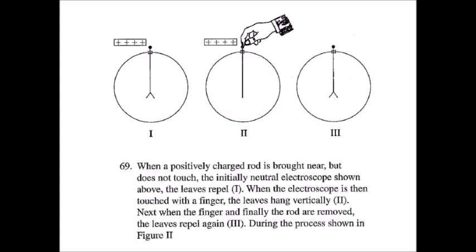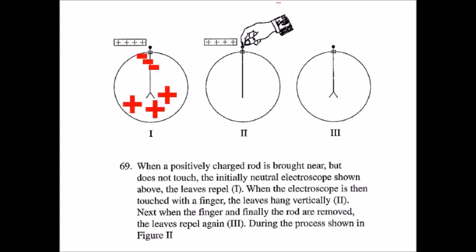Last one, 69, also known as number 34: when a positive charged rod is brought near but does not touch the initially neutral electroscope shown above, its leaves repel. Number 1. When the electroscope is then touched with a finger, the leaves hang vertically. Next, when the finger is finally removed from the rod, the leaves repel again. Well, what's going on here? Well, number one, we have charge by induction.